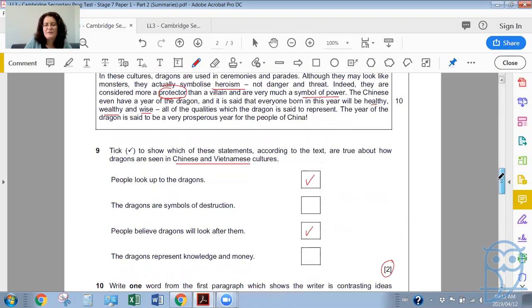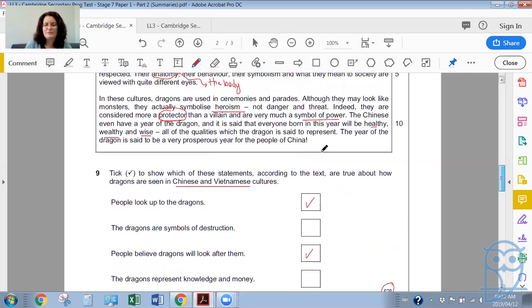And then the dragons represent knowledge and money. Do they represent knowledge and money? What do you think? Do they represent knowledge and money? And if so, where's the evidence for that? Good, yes, they are linked to this idea of people being born in that year as being wise. Yes, good. And what about the money part? Where do we see the idea of money mentioned in that paragraph? Can anybody see the keyword for money? There's actually 2.